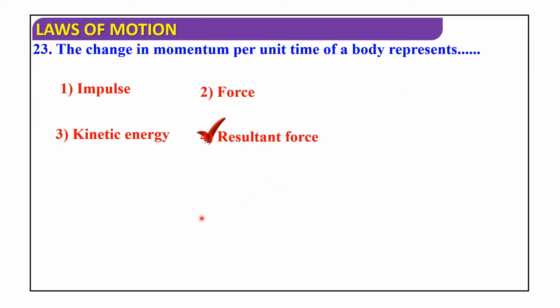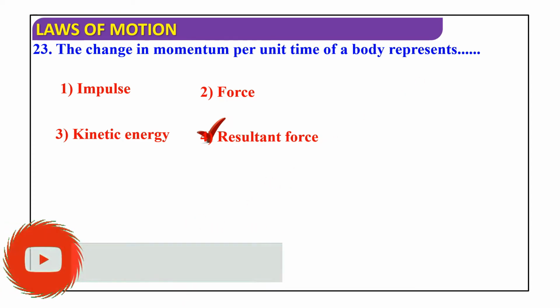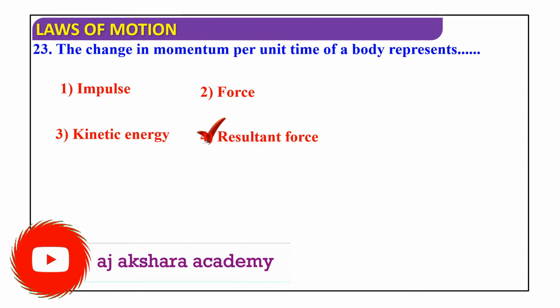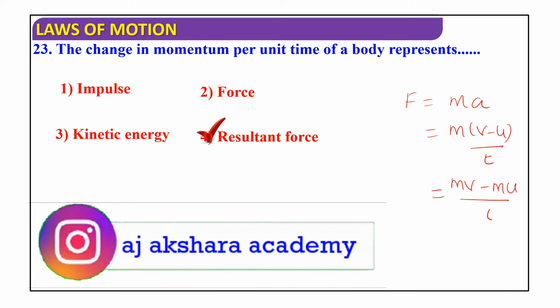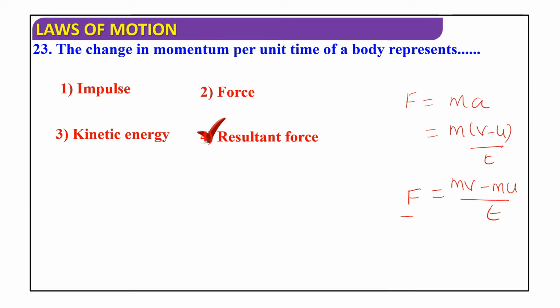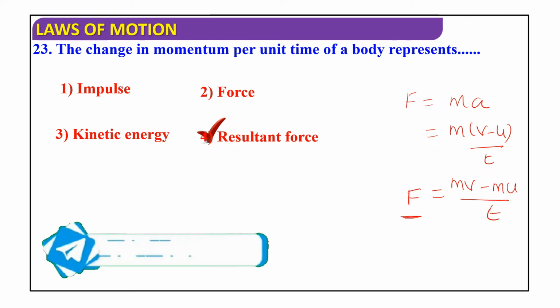So, from Newton's second law of motion, F is equal to ma. a is equal to (v minus u) by t. So, this is (mv minus mu) by t. This is change in momentum per unit time. So, the change in momentum per unit time of a body represents resultant force. So, fourth option is correct. Okay. Resultant force represents the change in momentum per unit time of a body. Okay. Next.